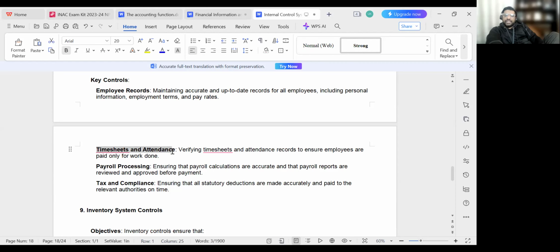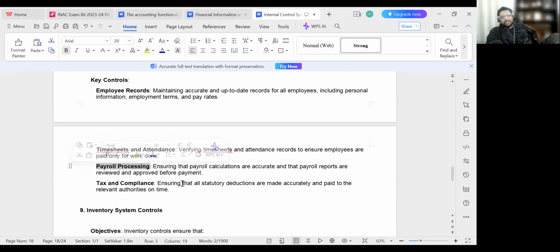Then you have timesheets and attendance. So your timesheets and attendance records are straight, and there are no errors in those records, right? And you make sure that when you're making the payroll, there is no error while you are reconciling with your timesheet and attendance. Then we have payroll processing, right?